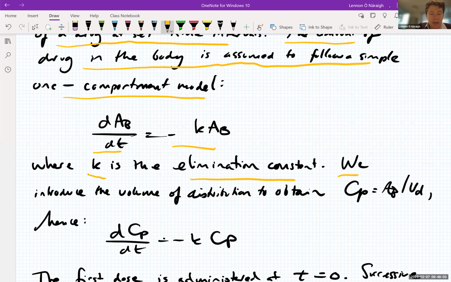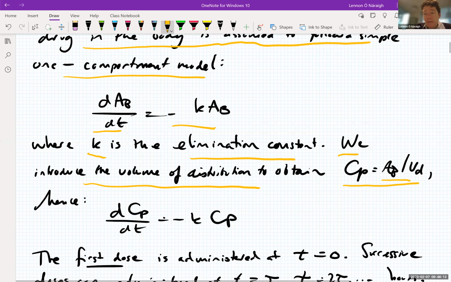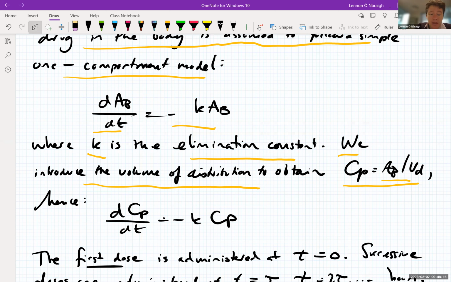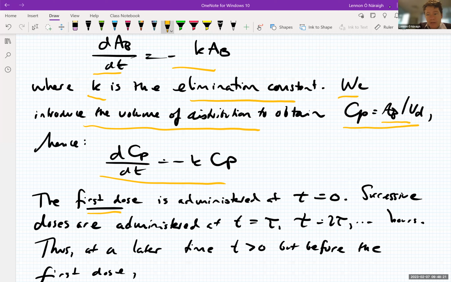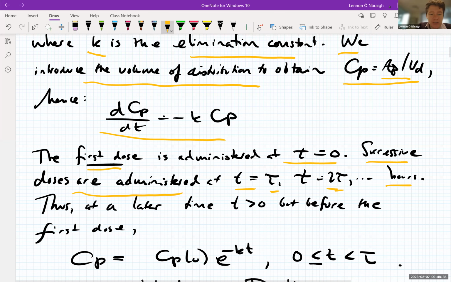In the usual way, we introduce the volume of distribution Vd to obtain the plasma concentration Cp, which is Ab over Vd. And so Cp follows the same law of exponential decay: dCp/dt is minus k Cp. We assume, just for the purpose of going through the model, that the first dose is administered at time t equals 0. Successive doses are then administered at times t equals tau, 2 tau, and so on. And this is time measured in hours.